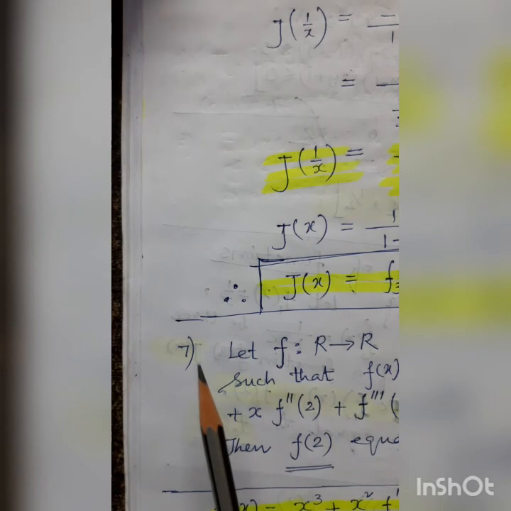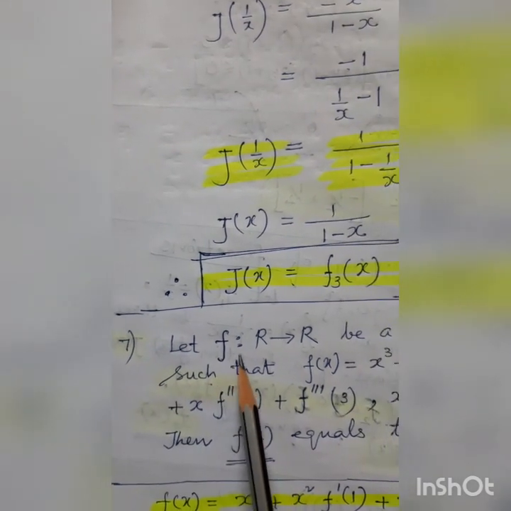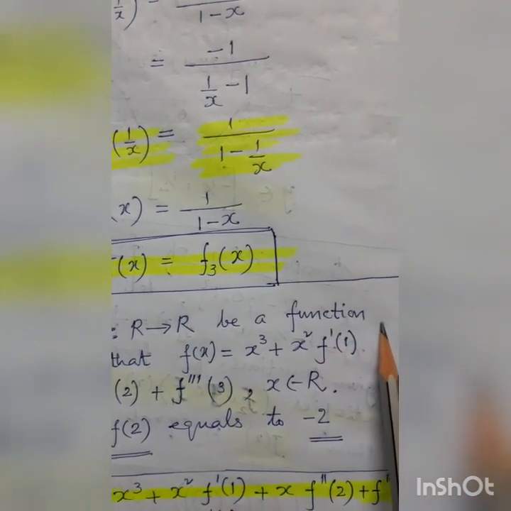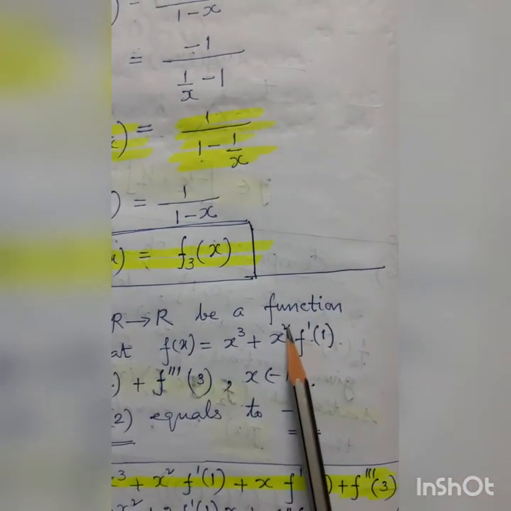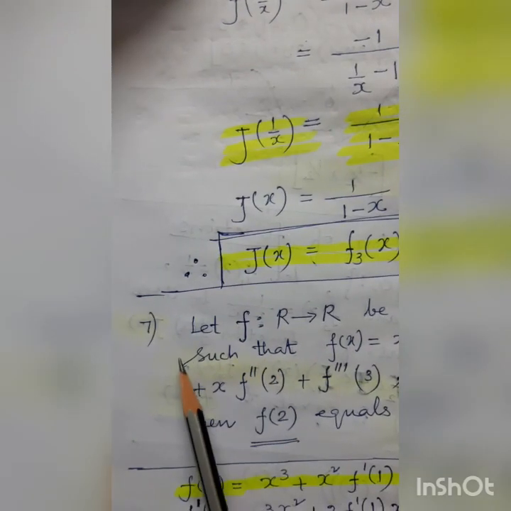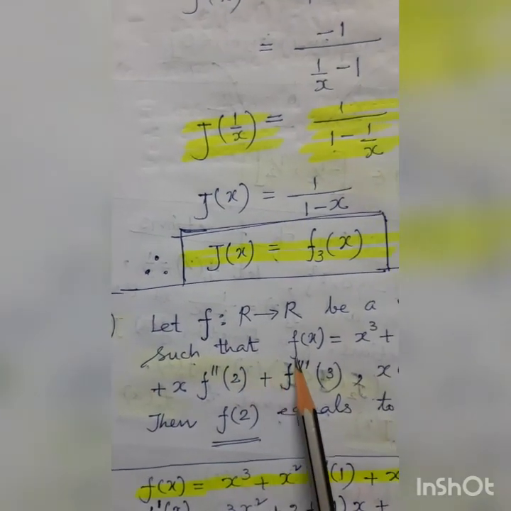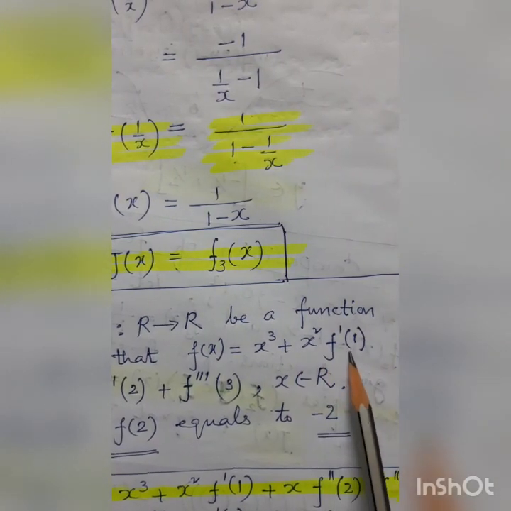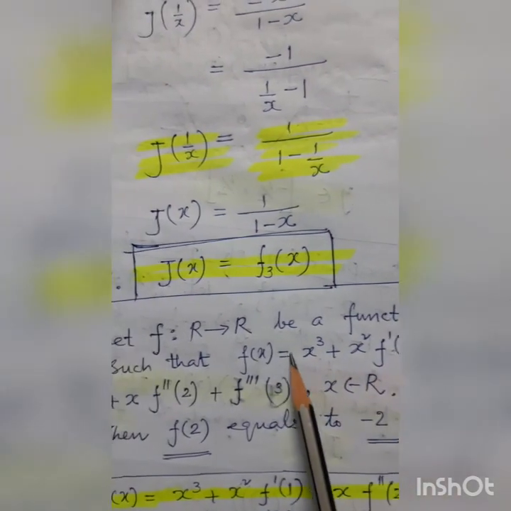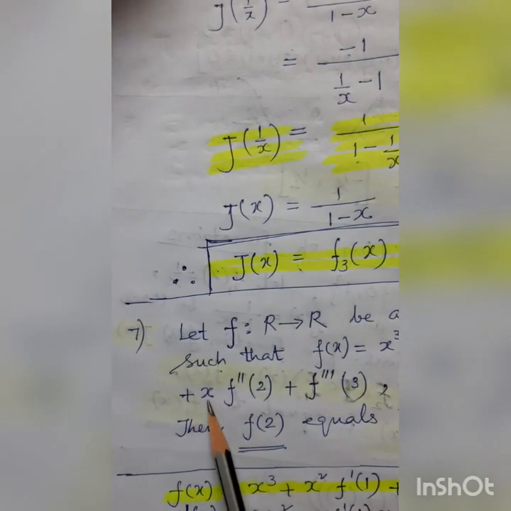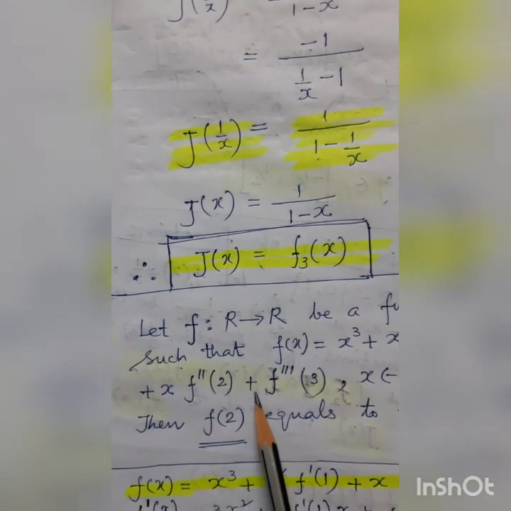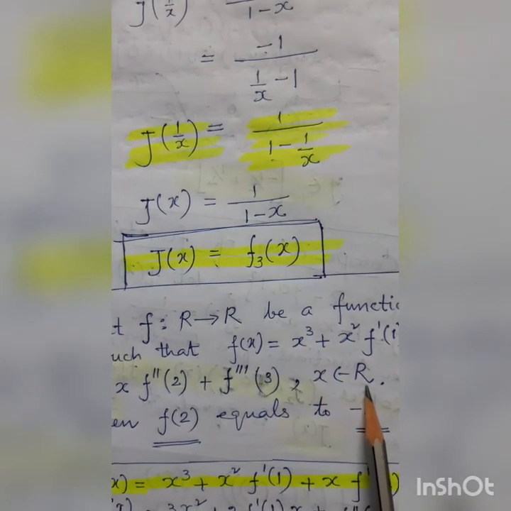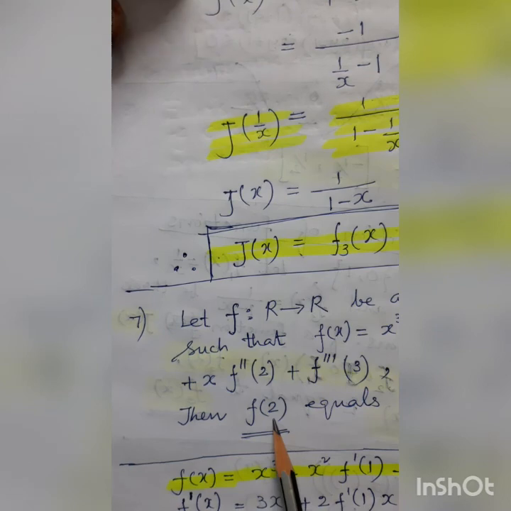Next, let f map R to R be a function such that f of x equals x cube plus x square f dash 1 plus x f double dash 2 plus f triple dash 3, for x belonging to R. Then f of 2.